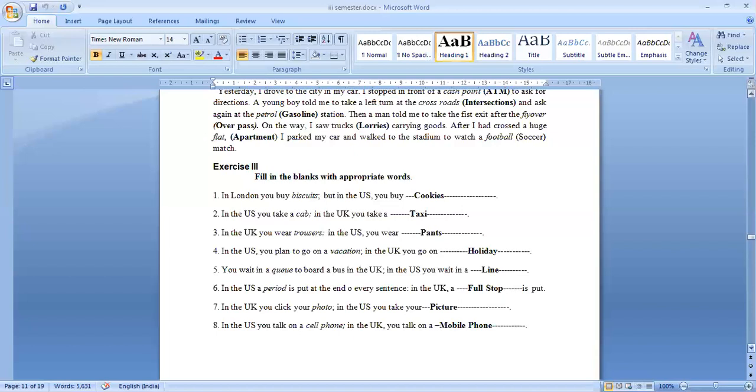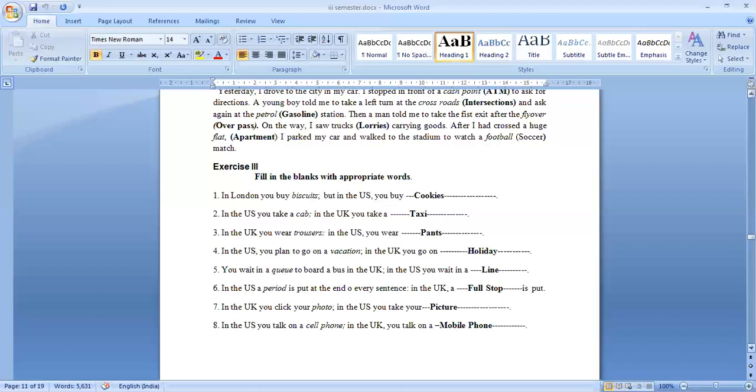But the British people call the stop punctuation mark at the end of the sentence a full stop. So at the end of the sentence, the British people put a full stop. So the punctuation mark indicates the same thing, but the American people call it a period, whereas the British people call it a full stop. So the thing is the same, but the words used for the thing are different.